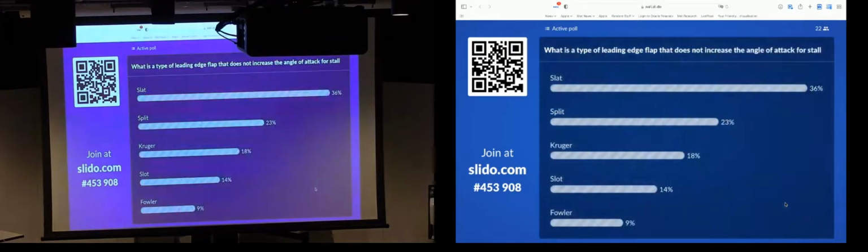What type of leading edge flap does not increase the angle of attack for stall? Is it a slat, a split flap? Not going to be that. That's a trailing edge one. Kruger, a slot, or Fowler.